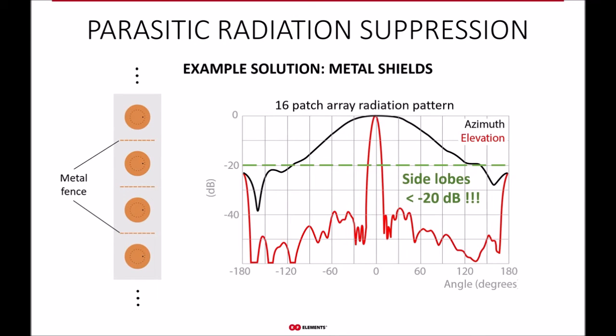On top of the air core, to suppress the surface wave, there are metal fences between the patches, which further scatter the waves, which would otherwise result in coupling between the patches. On the right side, you can see the resulting radiation pattern of this antenna. The azimuthal and elevation cuts of the radiation pattern of a 16-element array clearly indicate the side lobe level below -20 dB, which is a really good result for a patch array antenna.